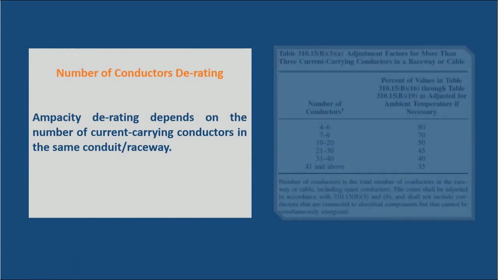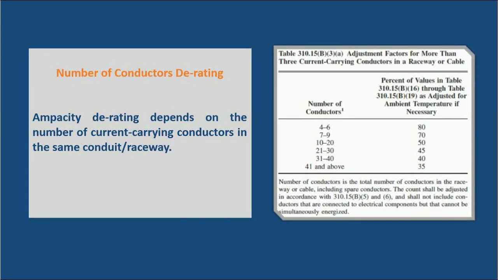Now, for the number of conductors and conduits, when we have more than 3 current-carrying conductors in one conduit or raceway, we have to apply these factors, and this table is 310.15(B)(3) from NEC. For example, if we have between 7 and 8 conductors, we will multiply the ampacity of that conductor by 0.7. This 70 is in percentage.